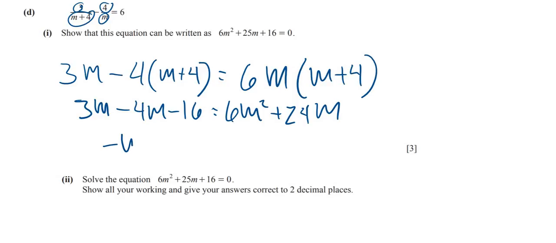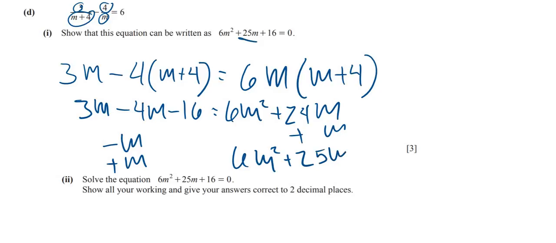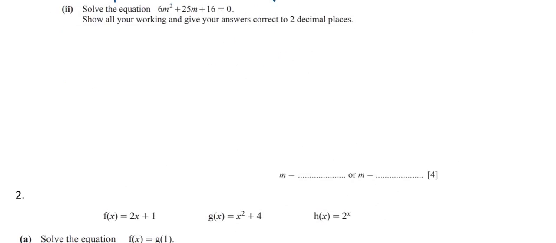This is minus m, so I'll add the m on both sides. That gives us 6m squared plus 25m. That's looking good. And then we have plus 16 if I bring the 16 over to this side. So all that equals 0. That gets you 3 points, anything like that.